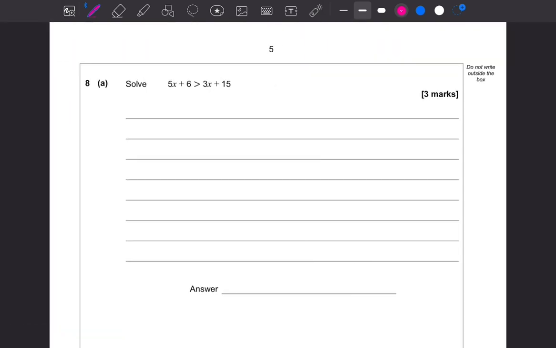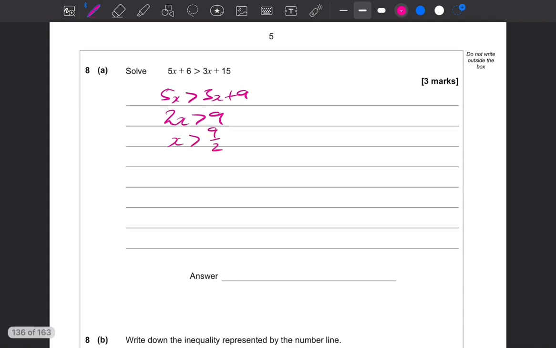Solve 5x plus 6 is greater than 3x plus 15. So we'll subtract 6 from both sides. And then we'll subtract 3x from both sides. And now divide by 2. So x is greater than 9 over 2.